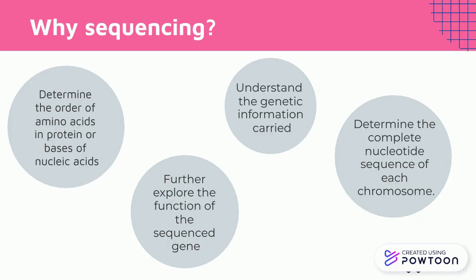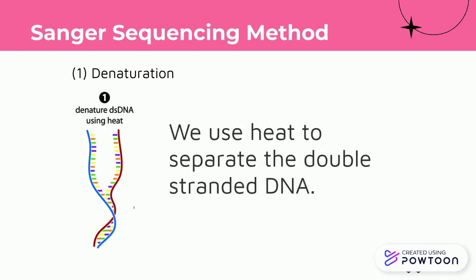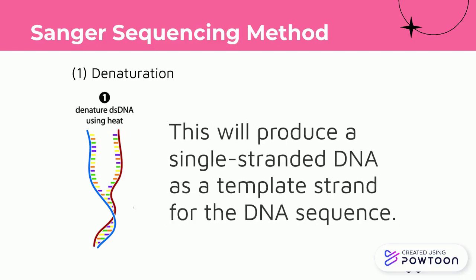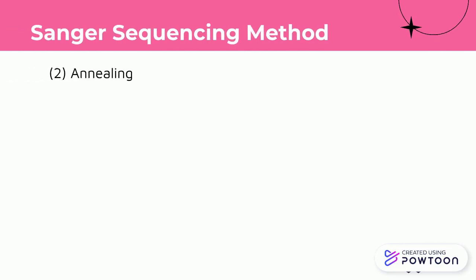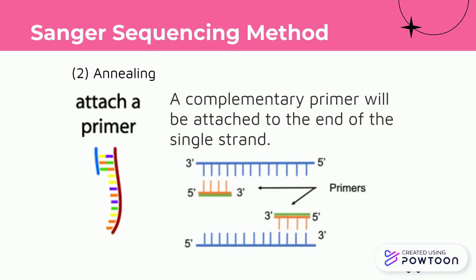So using the Sanger sequencing method, we first anneal the DNA using heat to separate the double-stranded DNA into single-stranded DNA as the template strand for the DNA sequence. Next, the single-stranded DNA will be annealed and attached to a primer at the end of the single strand.